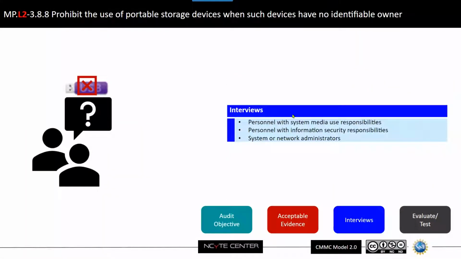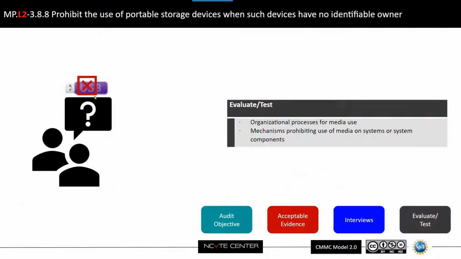There are people we talk to again. How do we evaluate it? Again, you can just test and see if you can plug a rogue device in. What I would probably be looking for from an auditor standpoint is a record of tests where they are actually checking whether or not they can plug rogue devices into those things.